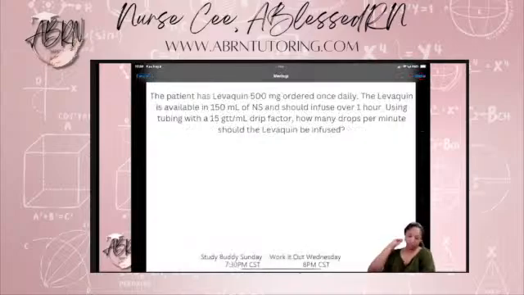So the patient has Levaquin 500 milligrams ordered once daily. The Levaquin is available in 150 milliliters of normal saline and should infuse over an hour. Using the tubing with a 15 drop per minute drip factor, how many drops per minute should the Levaquin be infused?